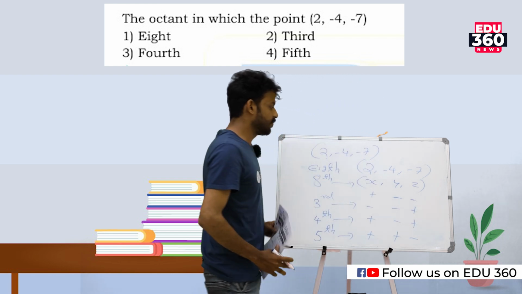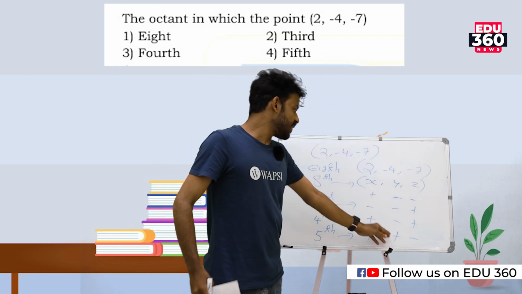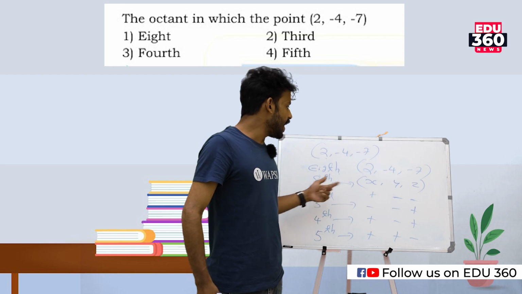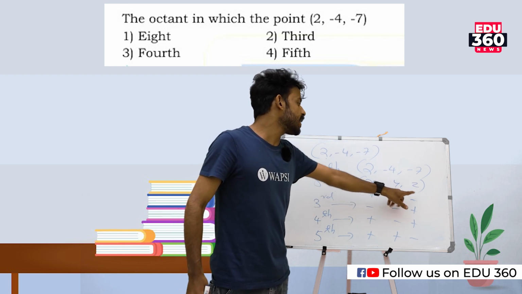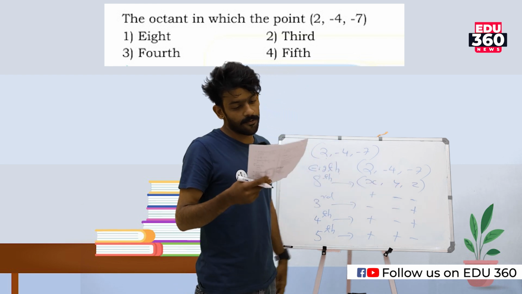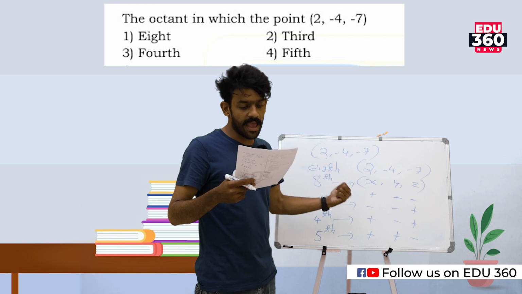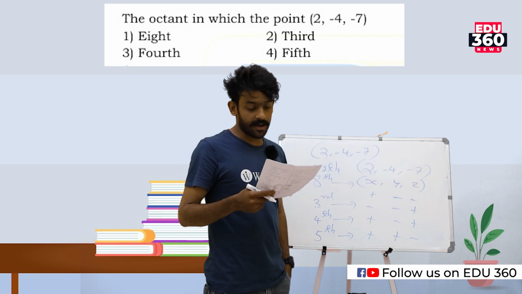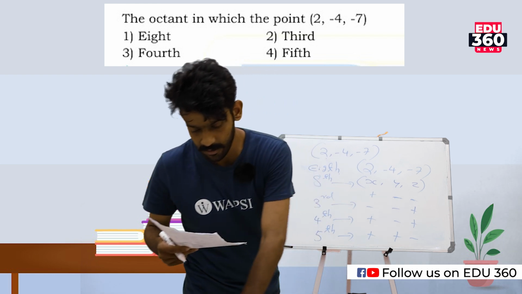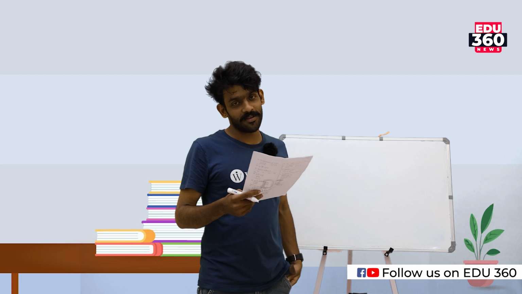While going through this, we can see that for the 8th octant, x is positive, and y and z are negative. So for the given question, the answer is 8. That means option 1 is the correct answer for this question. So we can move to the second question.